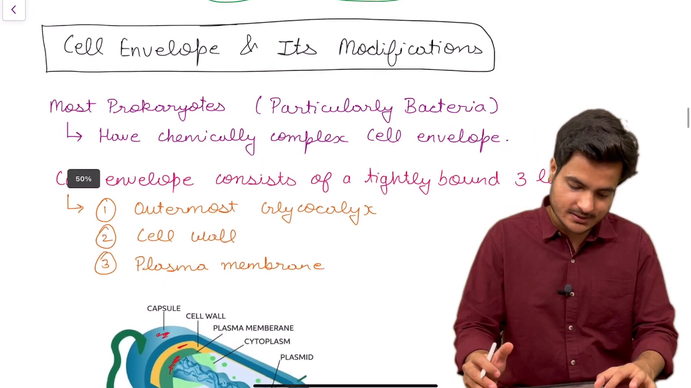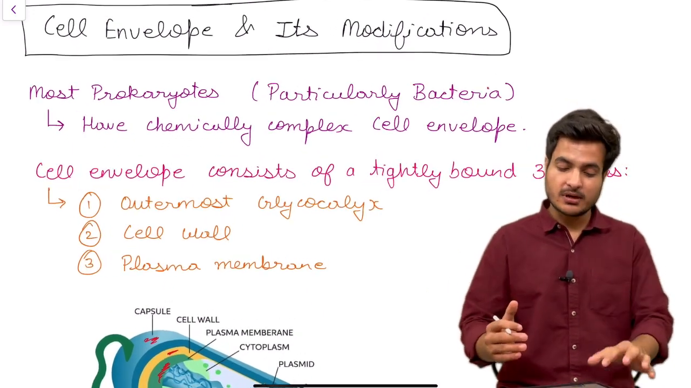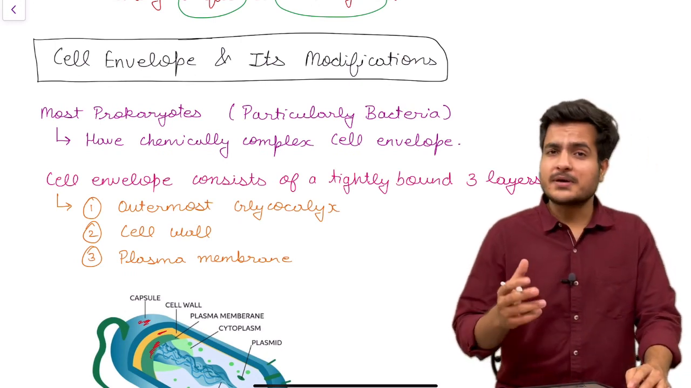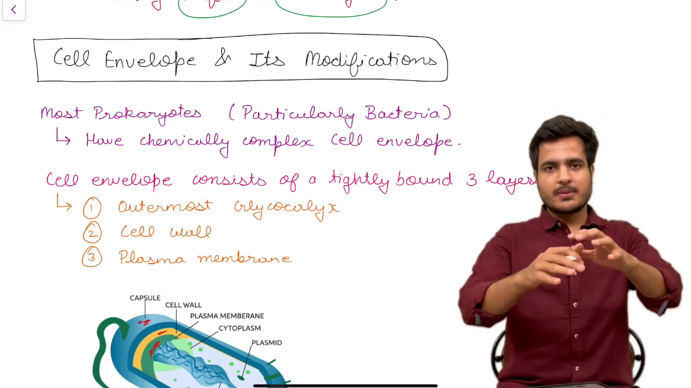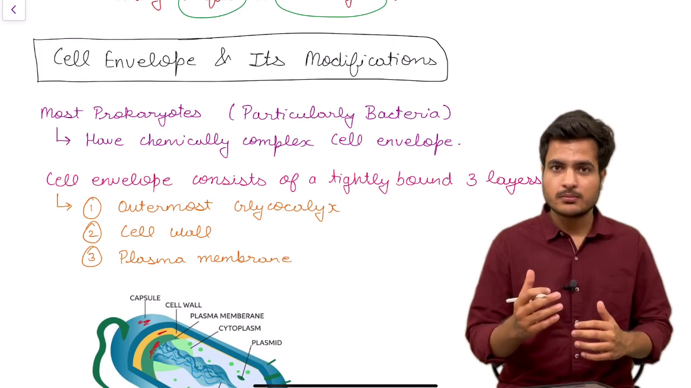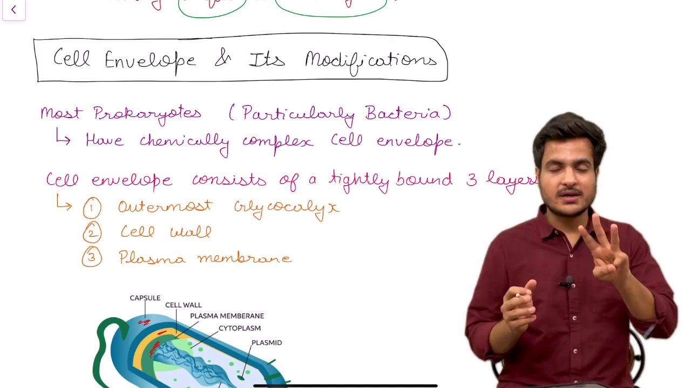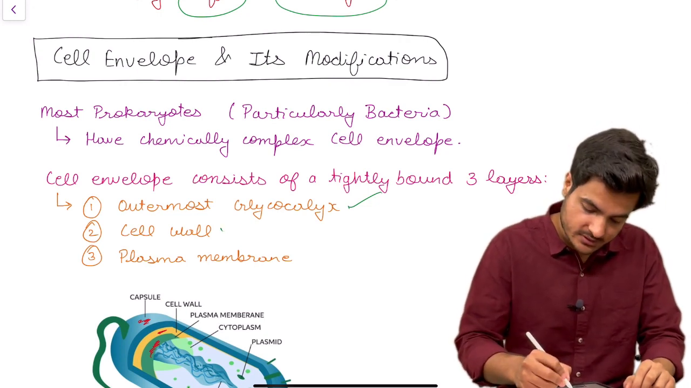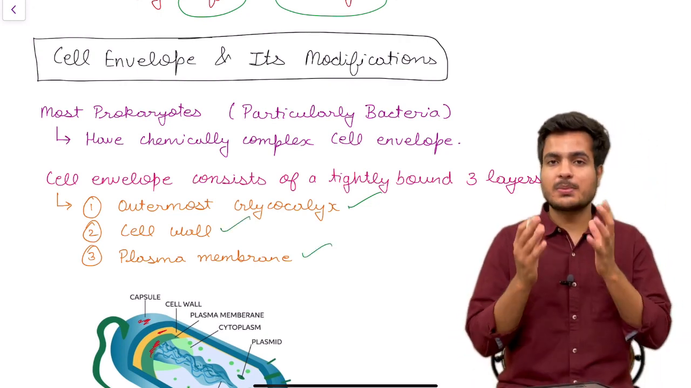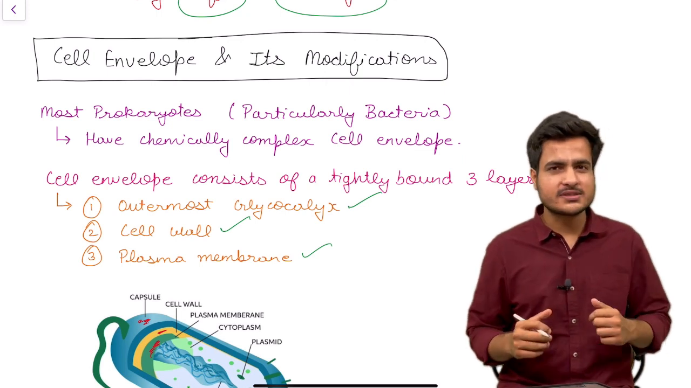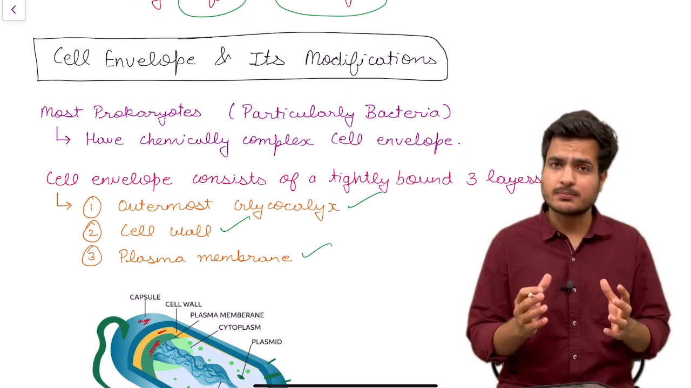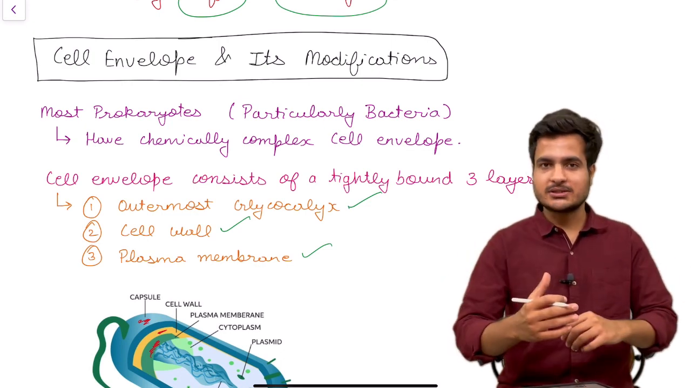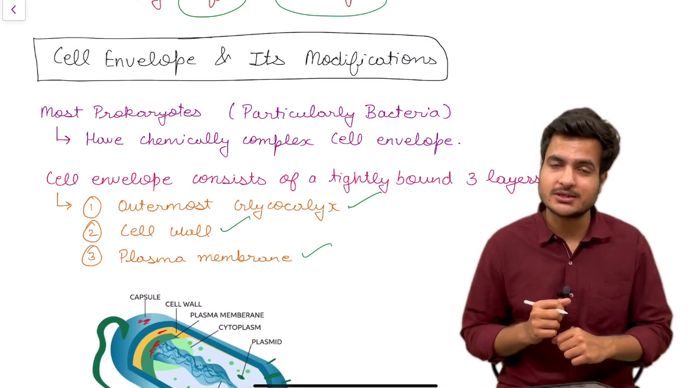Now let's discuss in detail the cell envelope of a bacteria. So what is a cell envelope and what is its function? Each bacteria is covered by a layer called the cell envelope, which itself is made up of three different layers: glycocalyx, the outermost layer, then the cell wall, and the innermost layer is the plasma membrane. So what is the role of this cell envelope? This envelope protects the bacteria from external damage or harsh environmental conditions.